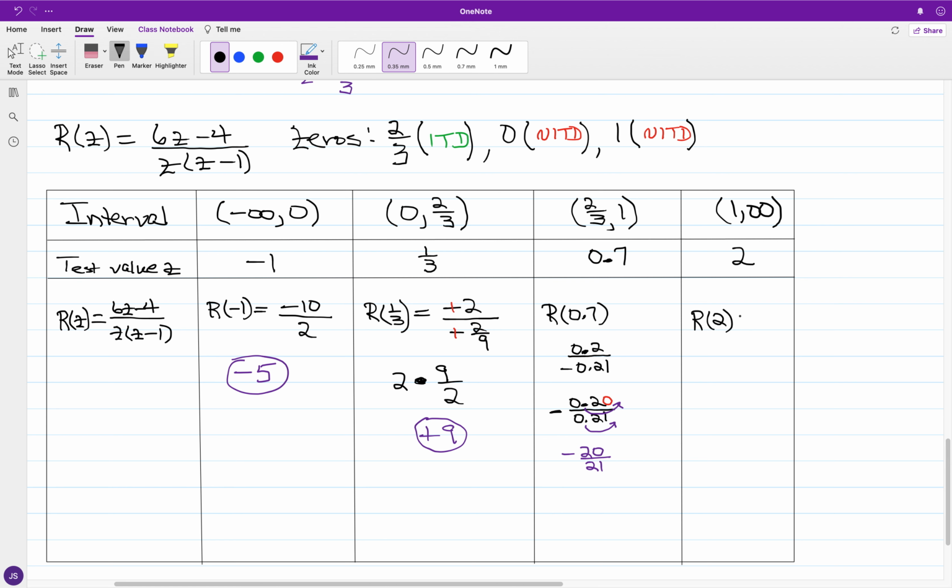And in the case of r of 2, you have 6 times 2 is 12. 12 minus 4 is 8. And we have 2 times 2 minus 1. That's 2 times 1, so that'll be 2. And that is going to reduce to +4.